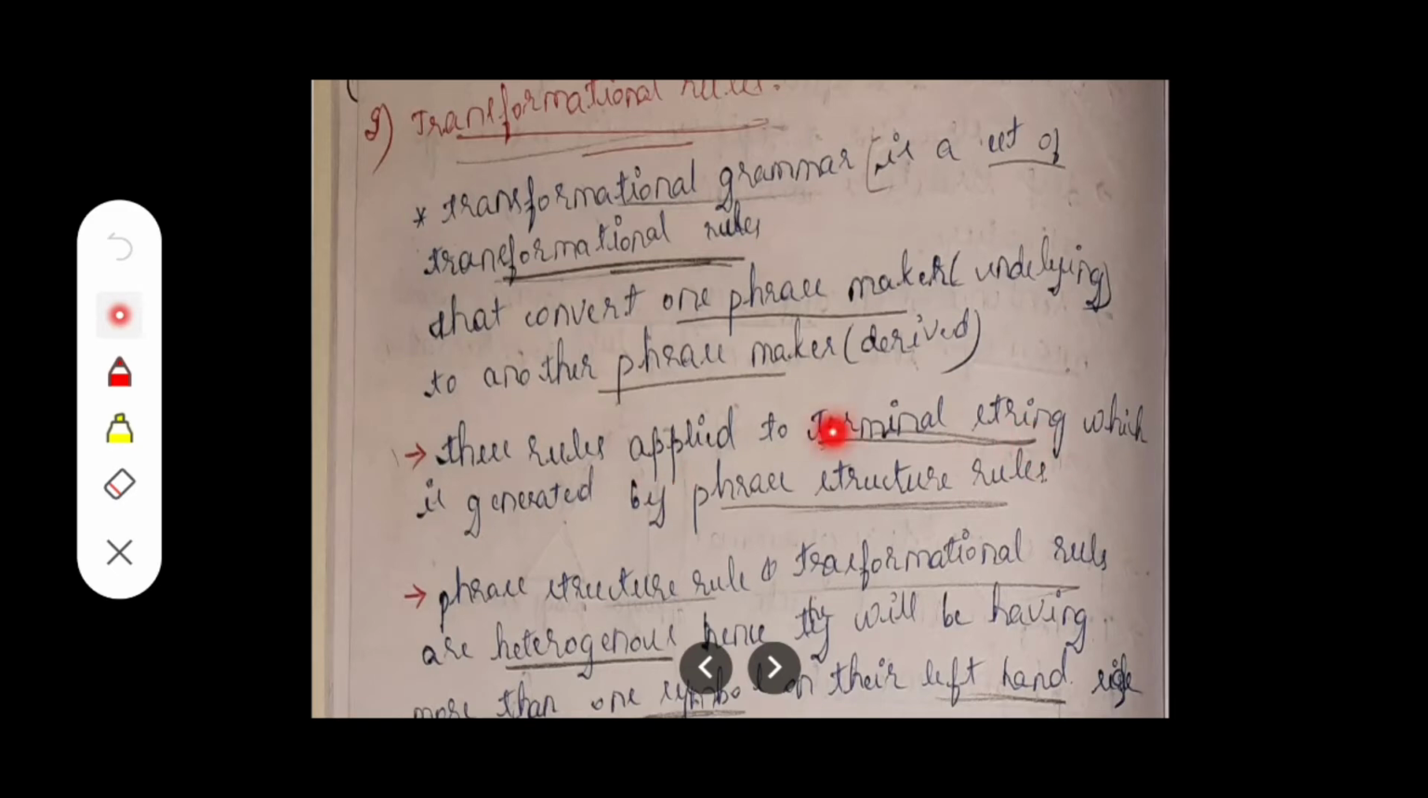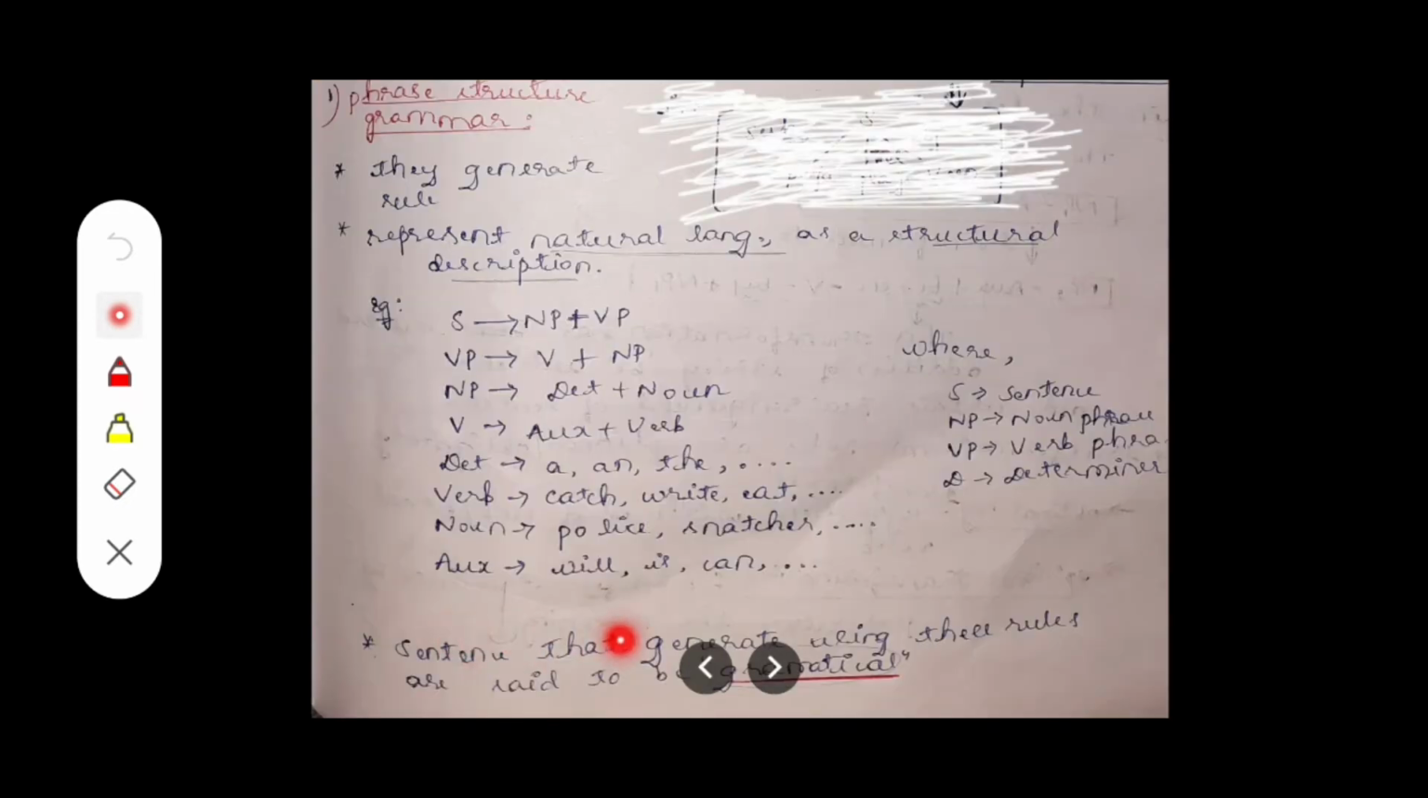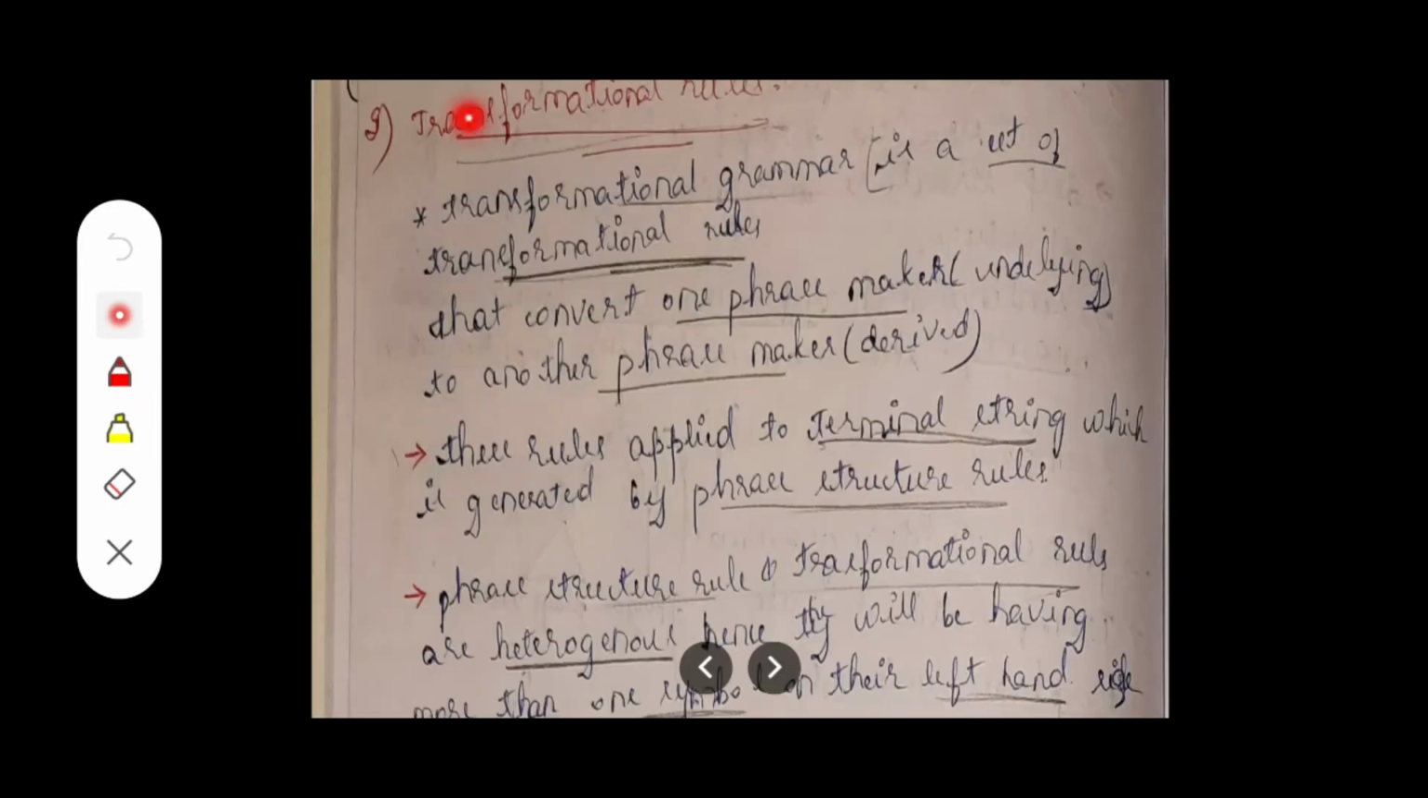In phrase structure rules we obtain the grammatical sentence, right? Because we have applied a set of rules here. The sentence which follows these rules will be grammatical. So for this grammatical sentence, in the next step we'll be applying the transformational rules. Next, phrase structure rules and transformational rules are heterogeneous.